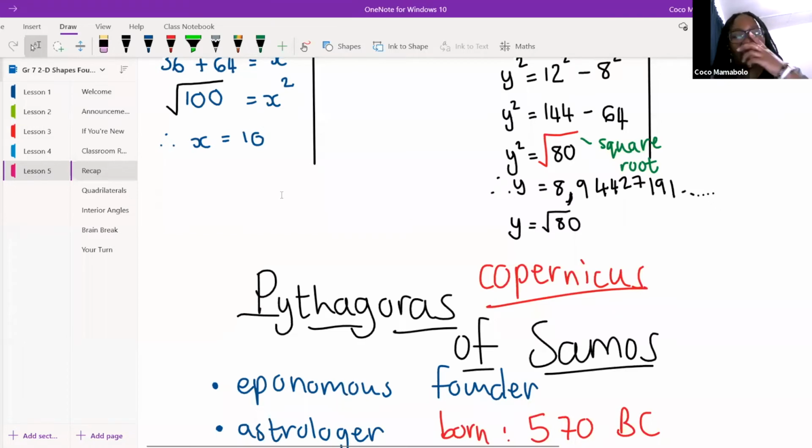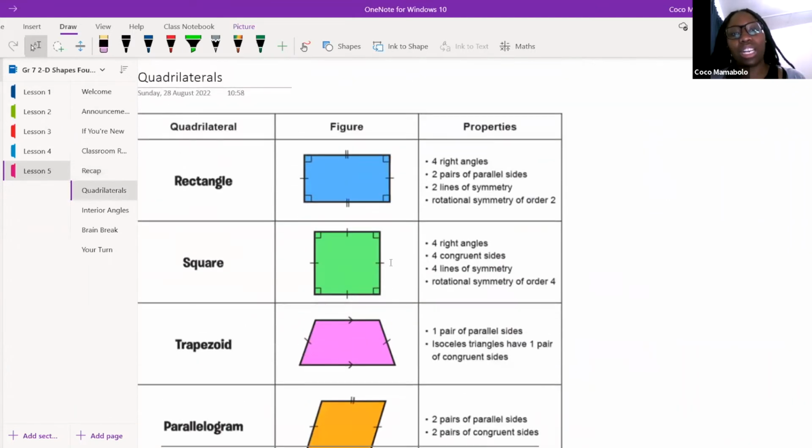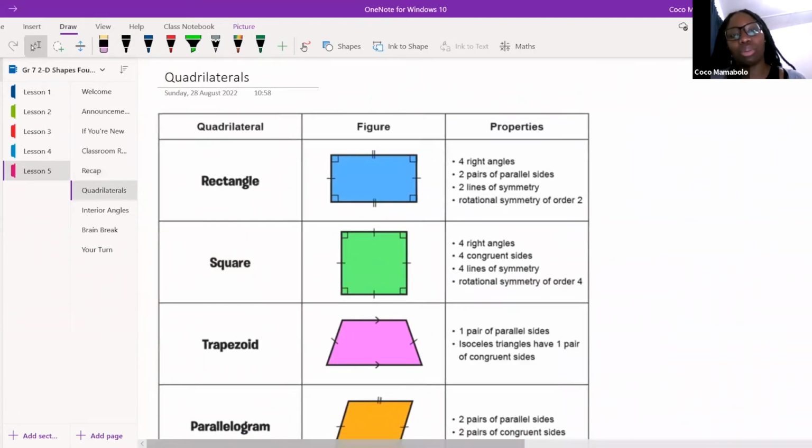I need everybody, okay? Take a deep breath. We're going to learn something new again today. So I hope you guys are ready. Okay. We are going to learn about quadrilaterals. Who can tell me what is a quadrilateral? Or what do all quadrilaterals have?